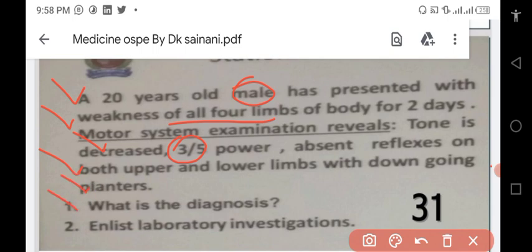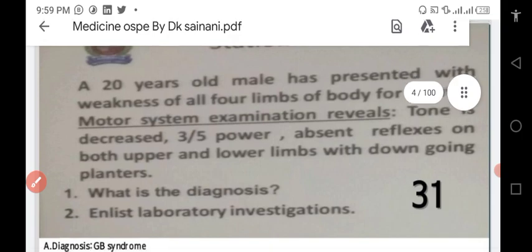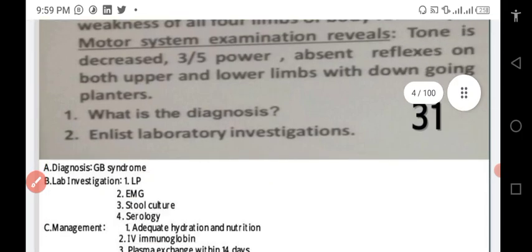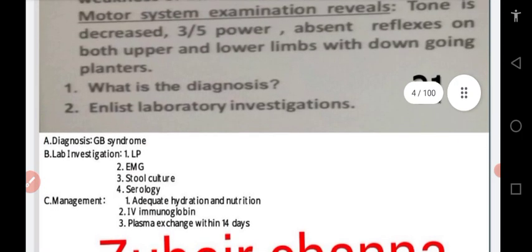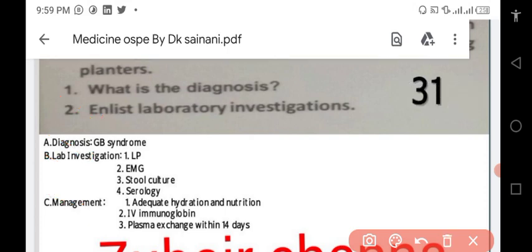Now, the patient has weakness of all four limbs with decreased power and reflexes in both extremities. What can be the diagnosis? Decreased power and decreased reflexes in all four limbs indicate GB syndrome, Guillain-Barré syndrome, and the investigations performed are LP, EMG, and stool culture with serology.